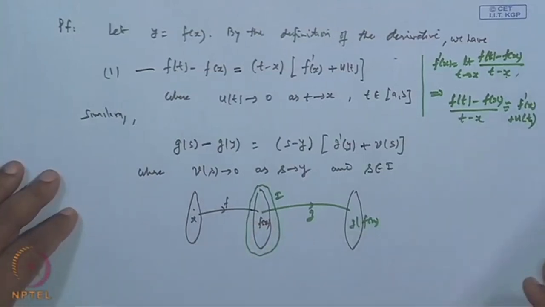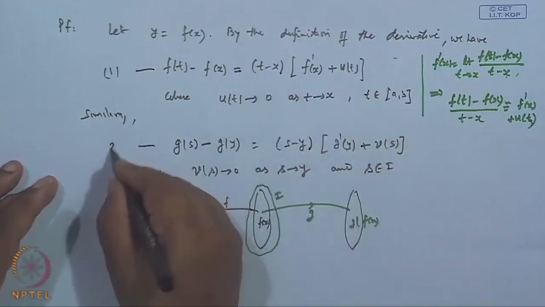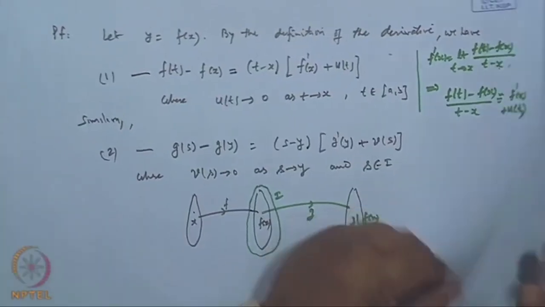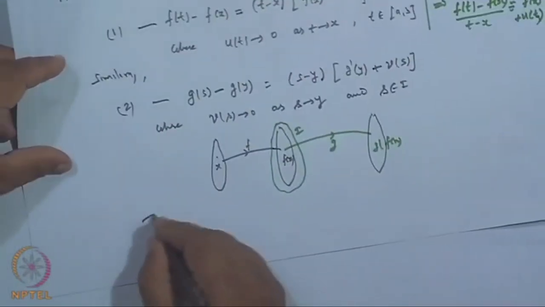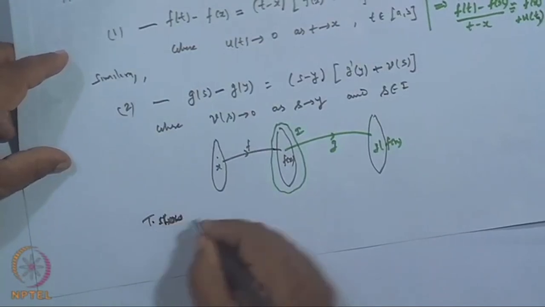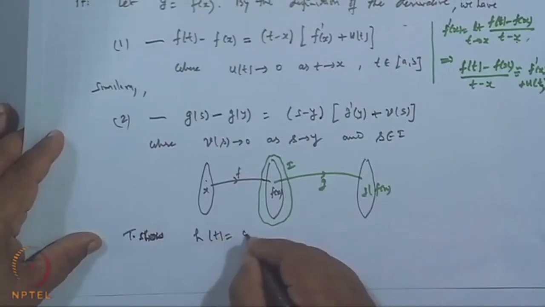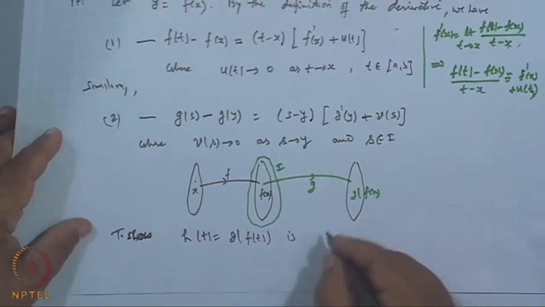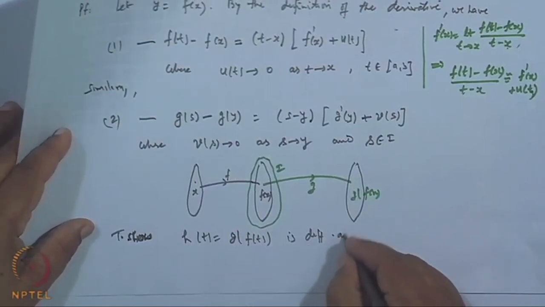So, this holds where t belongs to this. Let it be equation 2. Now, suppose in this we wanted to show that the function h, which is a composite function h of t equals g of f t, is differentiable at x. This we wanted.